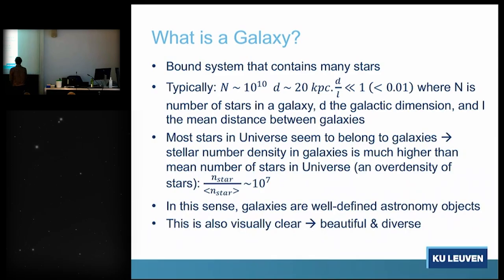So in this sense, galaxies are well-defined astronomical objects. But like I said, it's not trivial to make a precise definition, and this is good to keep in your heads throughout the course. On the other hand, like I said, we also know a galaxy when we see it. They're visually clear, they're very beautiful. They're diverse, but they come in distinct sorts as well.